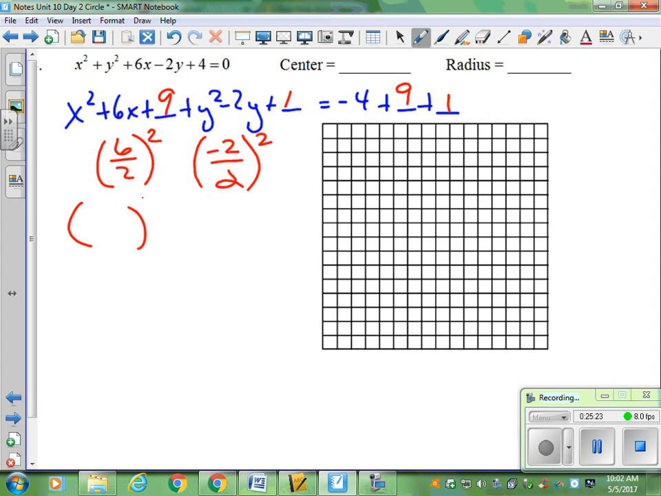So what will the first parentheses be? X plus 3 squared. What will the second one be? Y minus 1 squared, correct. And what's the other side add up to? We've got a problem. That's not square rootable. So what's my center? And the square root of 6 is the radius.